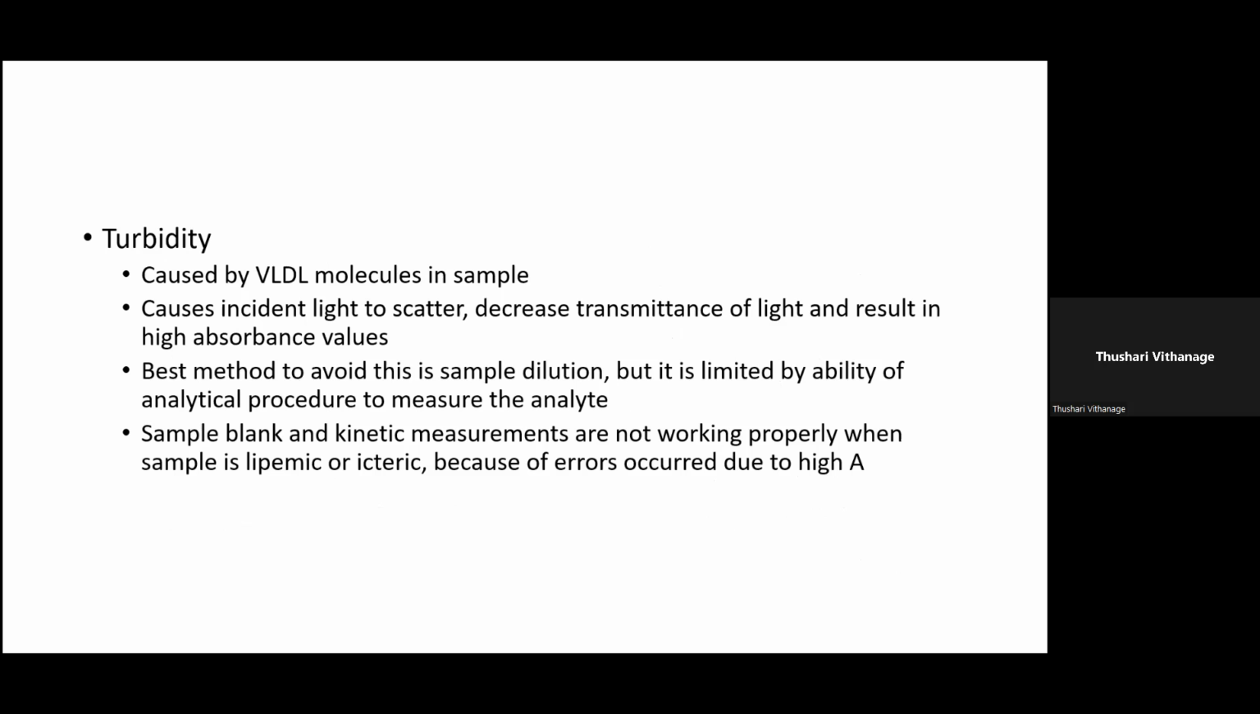Now, we are talking about turbidity. Turbidity is caused by VLDL molecules in the sample, and it causes incident light to scatter, decreasing the transmittance of light, and resulting in high absorbance values. The best method to avoid this is sample dilution, but the dilution is limited by the ability of the analytical procedure to measure the analyte. Sample blank and kinetic measurements do not work properly when the sample is lipemic or icteric because of errors that occur due to high absorbance.